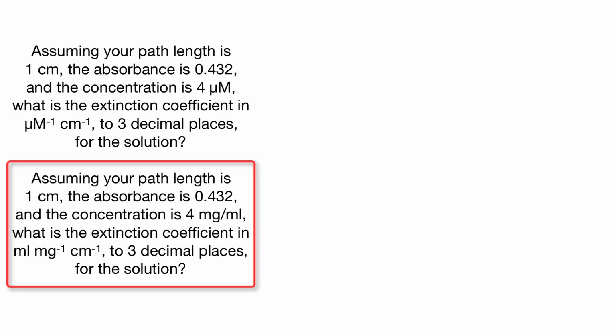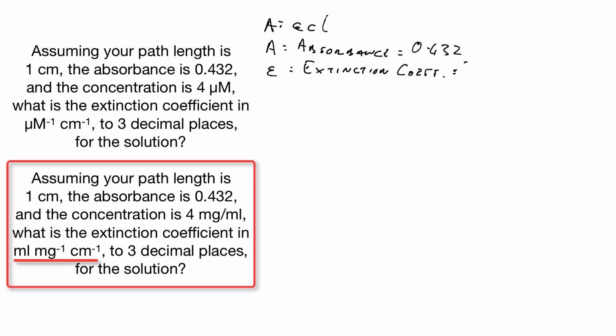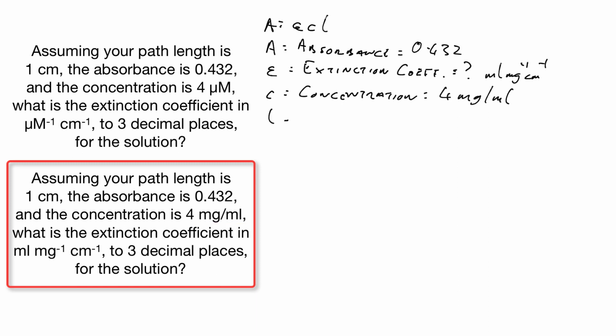Now in question 2, it's asking us to calculate the extinction coefficient in mL per mg per centimetre. So again, we use the Beer-Lambert equation of absorbance is equal to the extinction coefficient epsilon multiplied by concentration multiplied by the path length. From the question we know that the absorbance is equal to 0.432. The extinction coefficient is the thing we're trying to calculate in mL per mg per centimetre, and the concentration we know is 4 mg per mL. And finally, the path length is 1 centimetre.